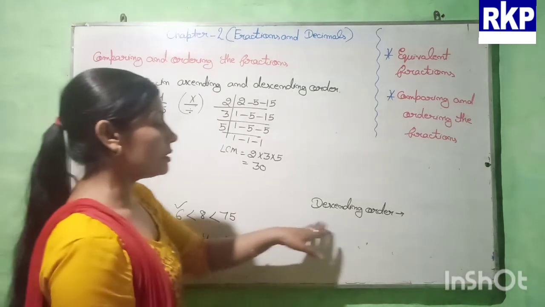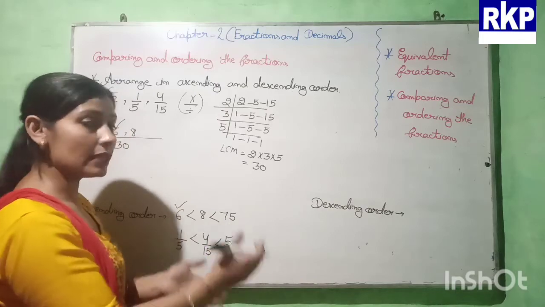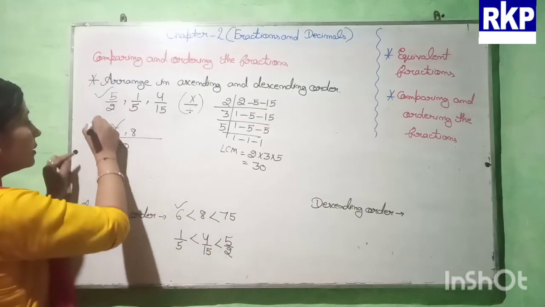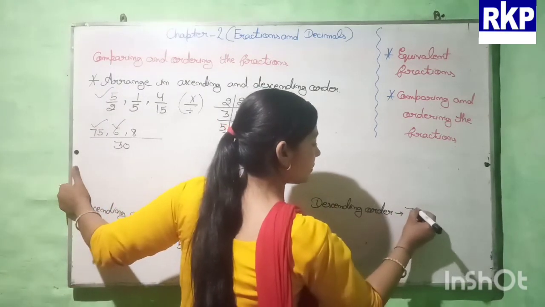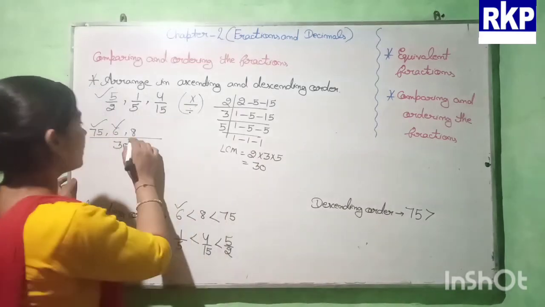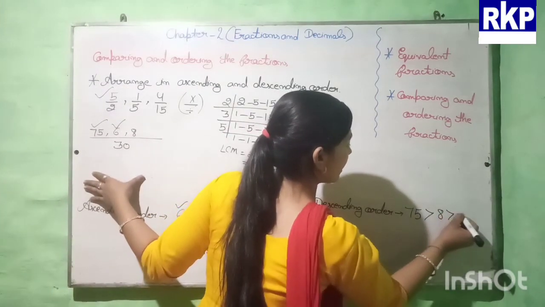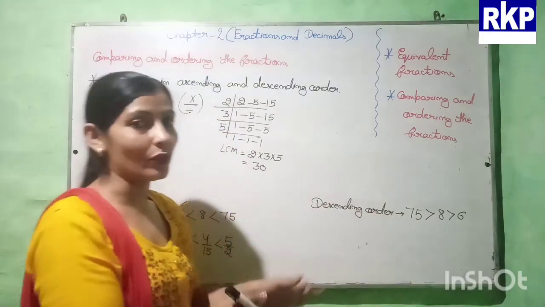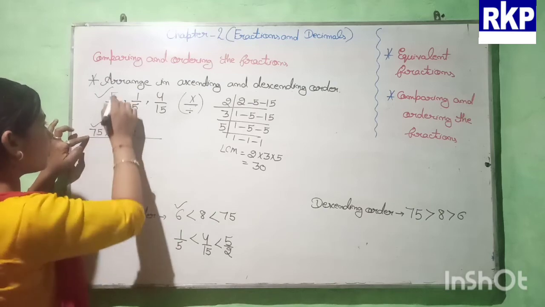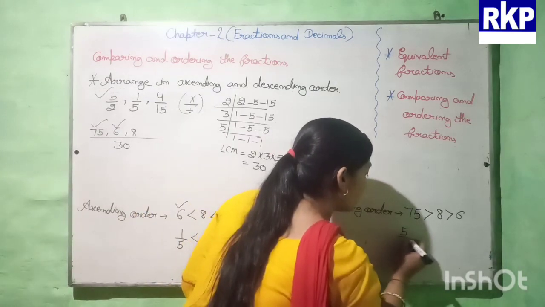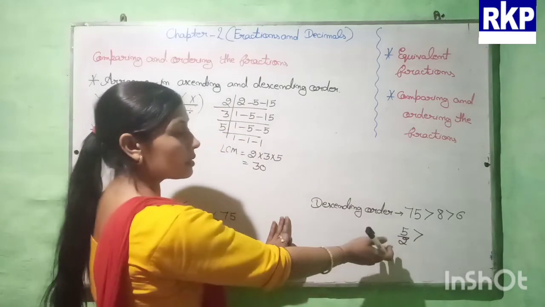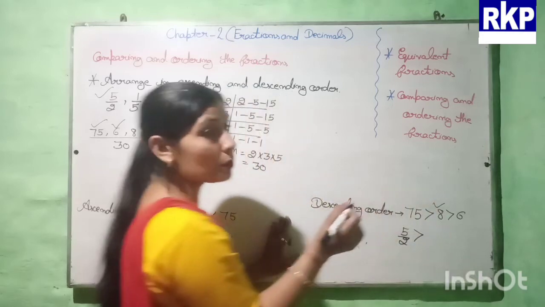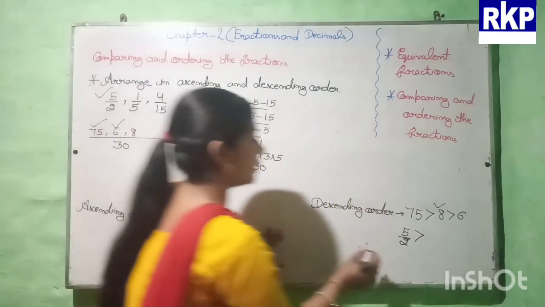Now let us arrange according to descending order, and according to descending order we have to write the greatest number first, and here 75 is the greatest number. So 75 is greater than 8. 8 is greater than 6, and 75 is obtained from which fraction? 75 is obtained from 5 by 2. So here we will write 5 by 2. 5 by 2 is greater than this. 75 is greater than this, and this 8 is obtained from 4 by 15.